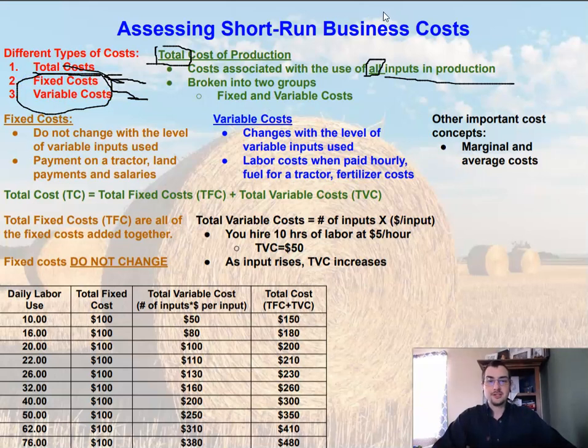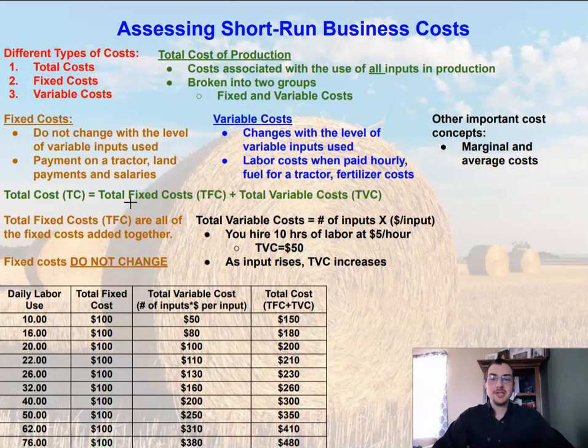So what are fixed costs? Fixed costs do not change. That's the key aspect. They do not change with the level of variable input used. So aspects such as fixed costs might be payments on tractors, land payments, salaries. So from month to month, the tractor payment doesn't change. Land payment doesn't change. Salaries don't change. They don't change from year to year. It doesn't matter whether you produce zero of your commodity or maximize your output on that commodity. Your fixed costs stay the same.